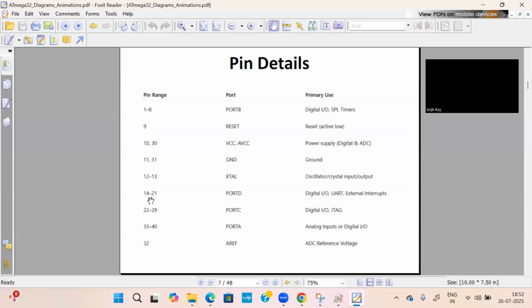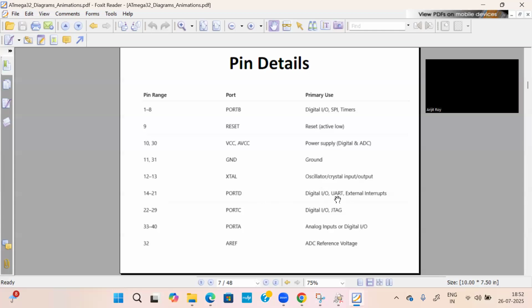Next, pins 14 to 21 are called port D. Same thing, digital input output is needed, and we can use pins 14 to 21 for it.